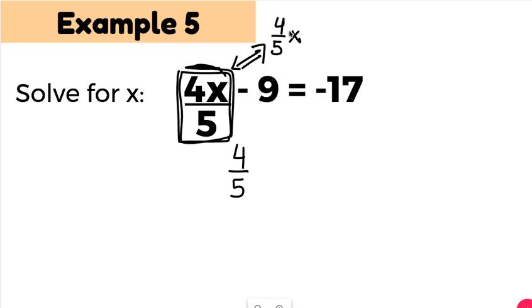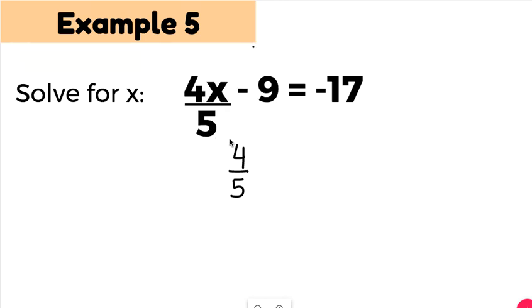Sometimes you'll see this handwritten way. Sometimes you'll see how the example is. So I wanted to make sure I showed you that. It's still talking about the same thing. The coefficient is still 4/5. Okay, and we'll get to that in a second. I just wanted to address it from the get-go. So subtraction becomes addition. 9 becomes negative.